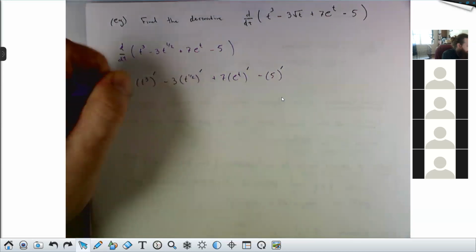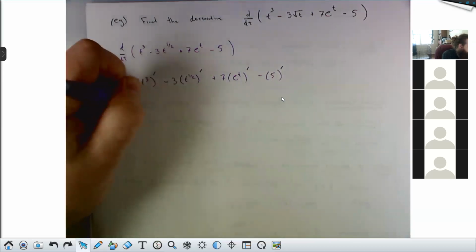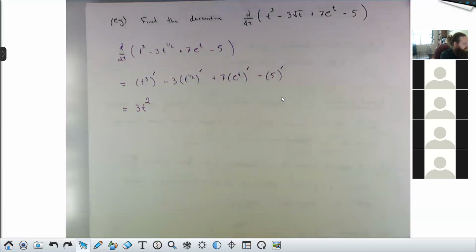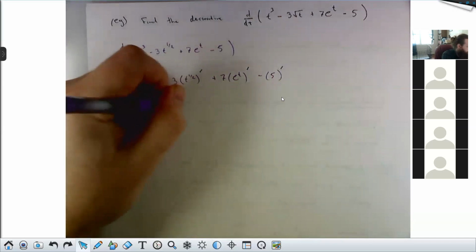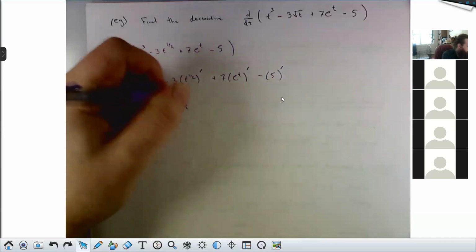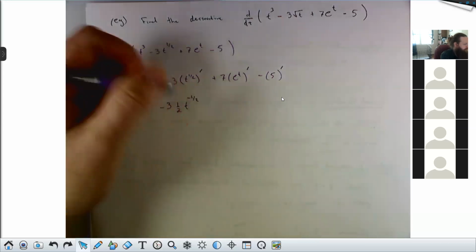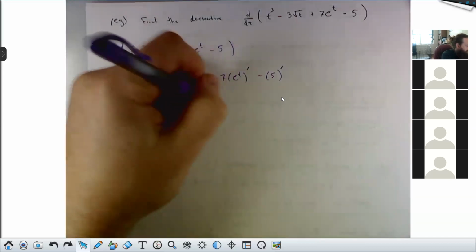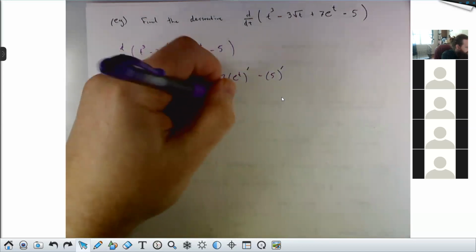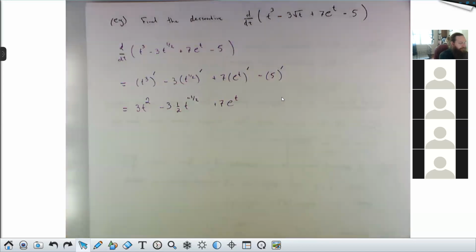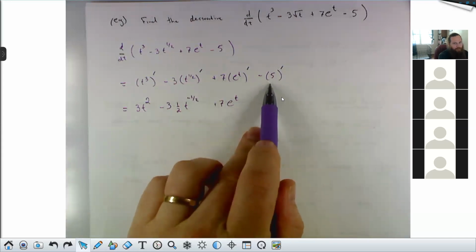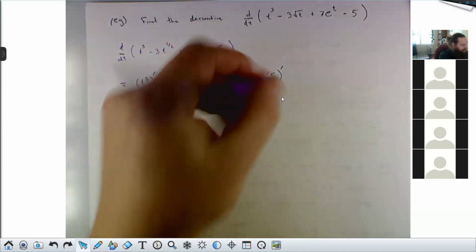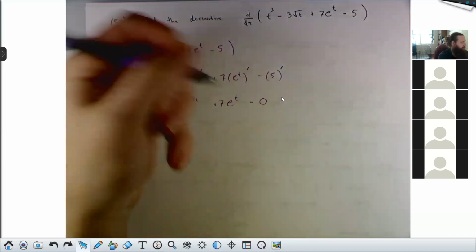Each one of those we can crunch out using the power rule. So this is 3 times t to the 3 minus 1, which is 2. Then here I have minus 3 times 1/2 times t to the 1/2 minus 1, which is negative 1/2. Then plus 7 times the derivative of e to the t, which is e to the t. What's the derivative of 5? Isn't it 0? Very good. Minus 0.